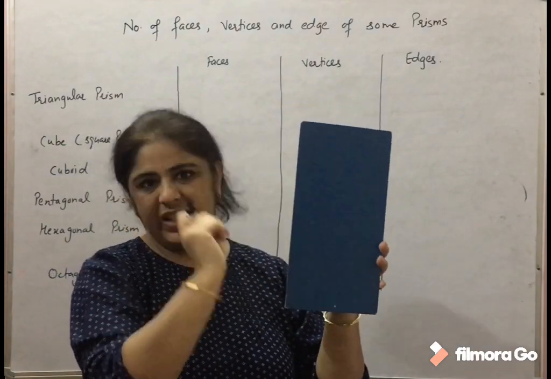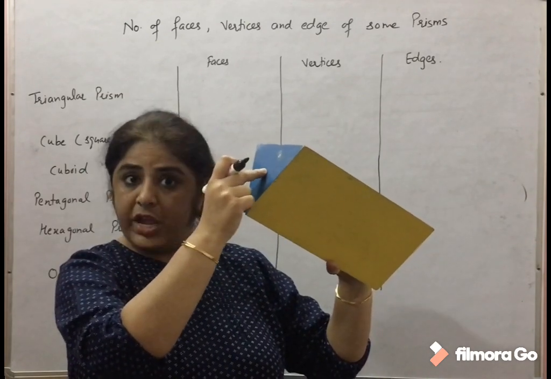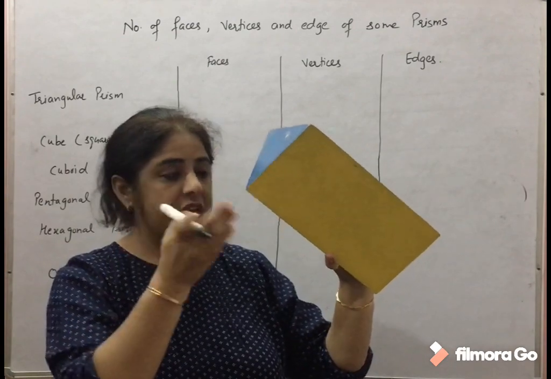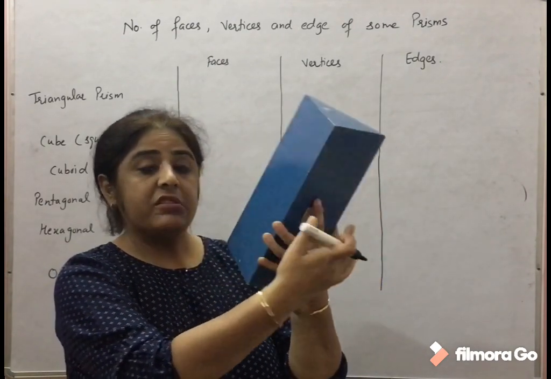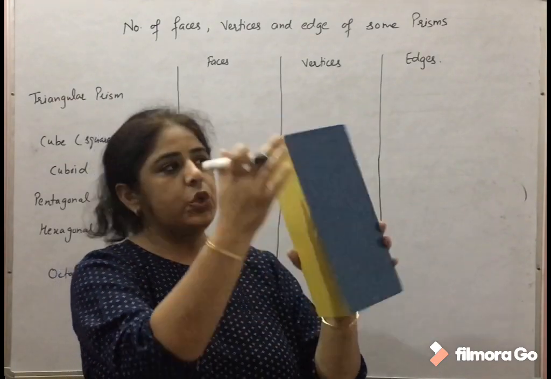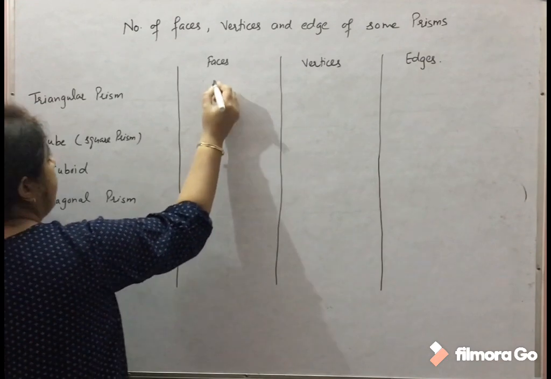Remember one thing: whatever the shape, if it is triangular, and we know that a triangle has three sides, then it will have three faces as side faces. So total faces of the triangular prism are 5.